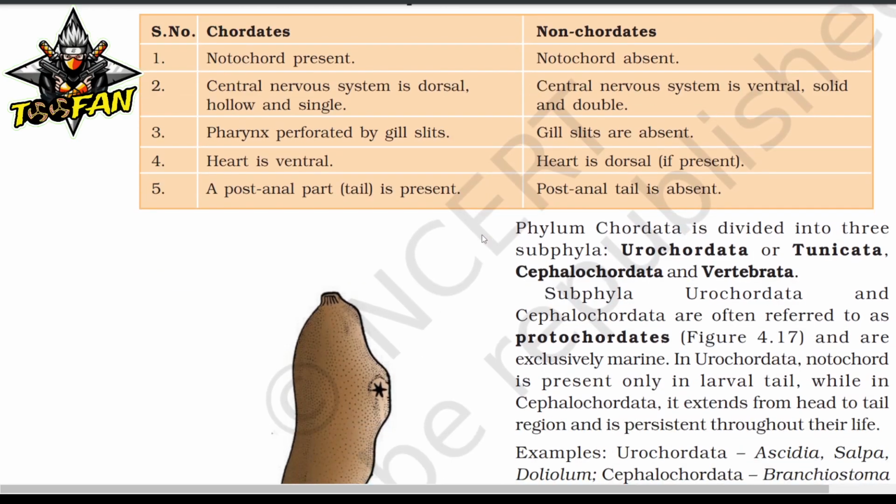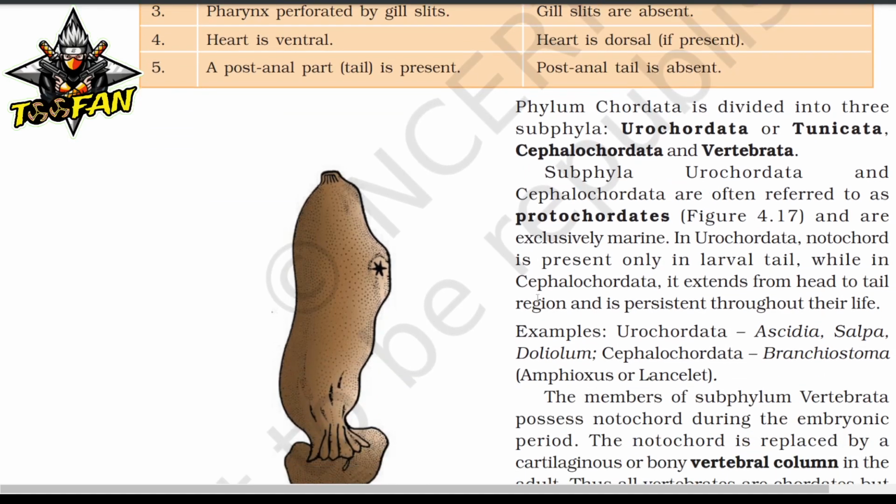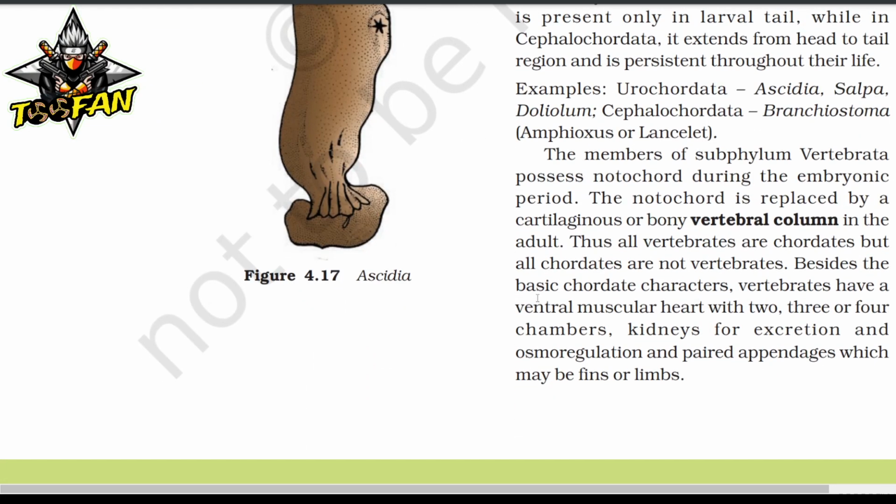Phylum Chordata is divided into three subphyla: Urochordata or Tunicata, Cephalochordata, and Vertebrata. Subphyla Urochordata and Cephalochordata are often referred to as protochordates and are exclusively marine. In Urochordata, notochord is present only in larval tail, while in Cephalochordata it extends from head to tail region and is persistent throughout their life. Example: Urochordata, Ascidia, Salpa, Doliolum.